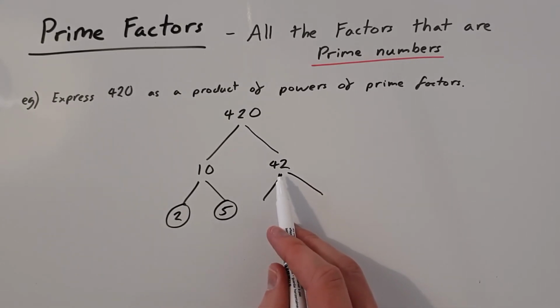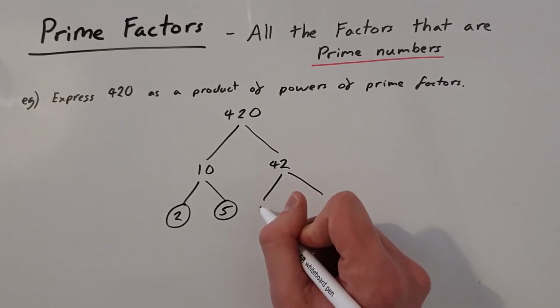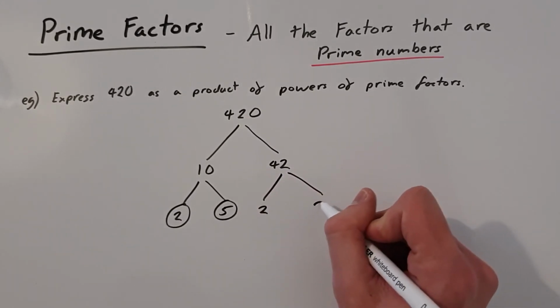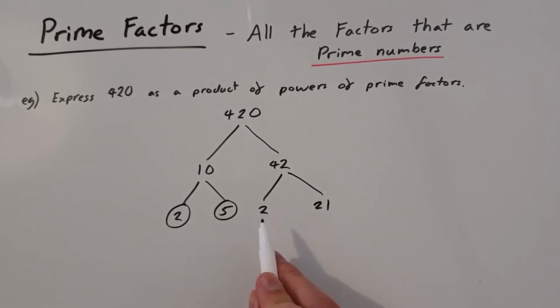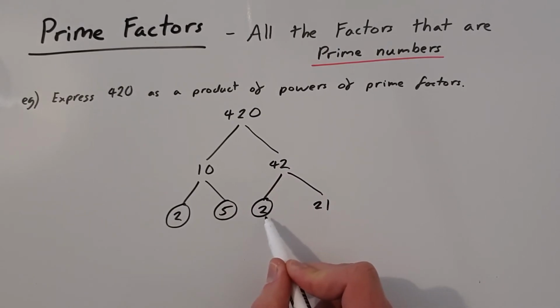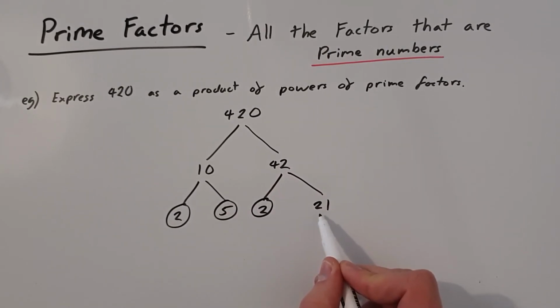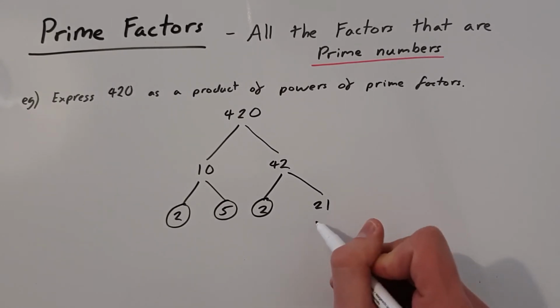I'll just pick the 2 times 21 just because it's even, and we'll just halve it. So we'll go 2 and 21. Are these numbers prime? 2, yes. So we'll circle that one and we'll stop on this side of the branch. 21, is this prime? No, it is not prime. So on this one we can keep going.